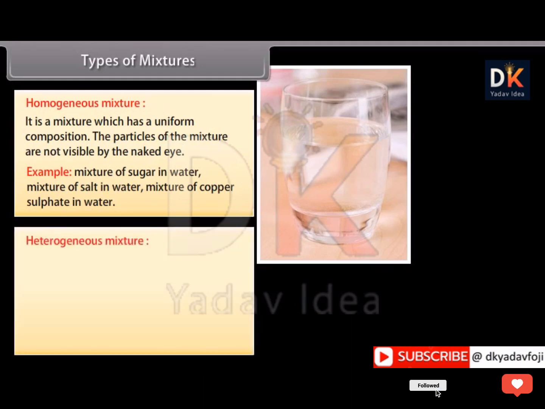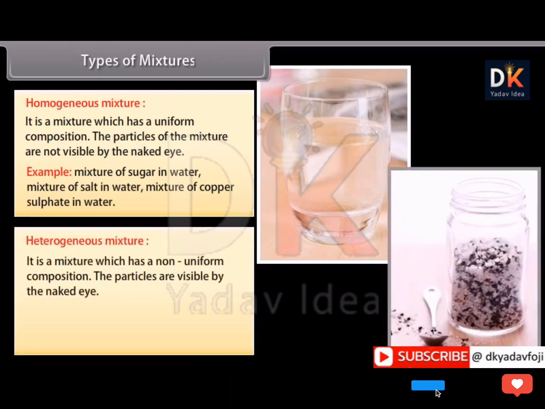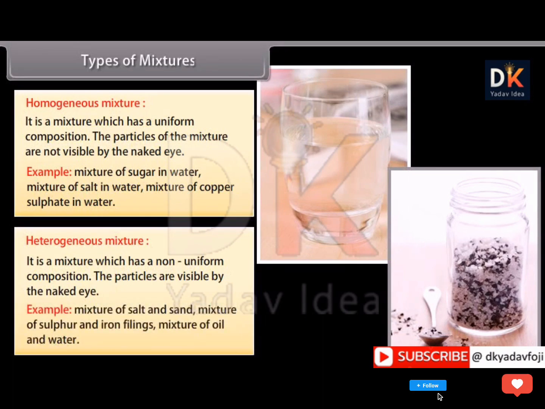A heterogeneous mixture is a mixture which has a non-uniform composition. The particles are visible by the naked eye. Example: mixture of salt and sand, mixture of sulfur and iron filings, mixture of oil and water.